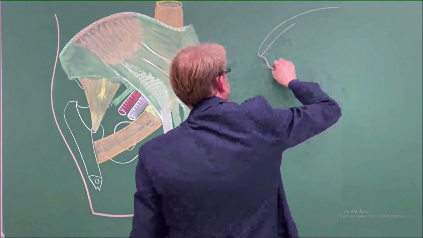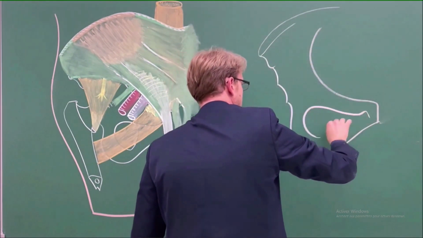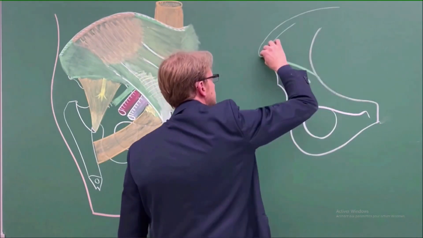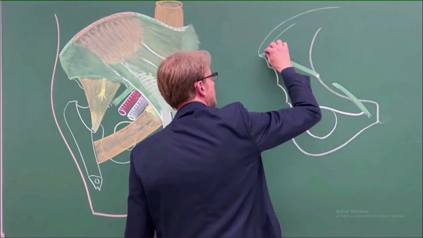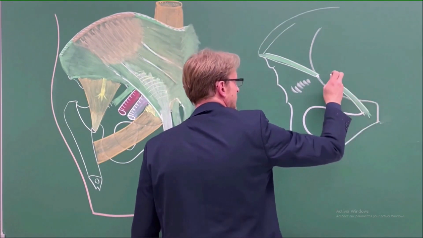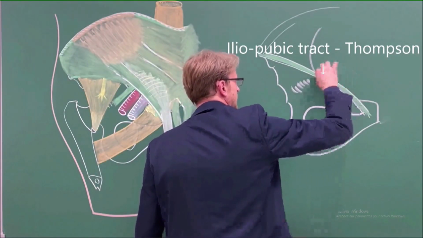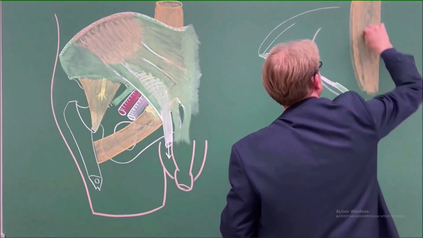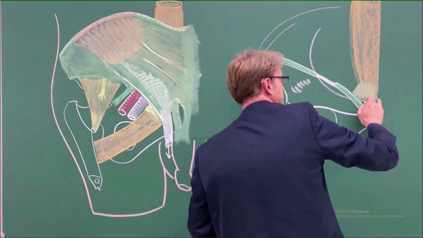Now we will draw the deep structures with the same anterior view, always the coxal bone, obturator foramen, and the inguinal ligament. We will cut this inguinal ligament just here to show its round shape. I also call that hammock shape, because just behind there are some transversalis fascia fibers forming the iliopubic tract of Thomson. It is the deep fascia of the transversalis fascia. And then the rectus muscle with the Henle ligament.